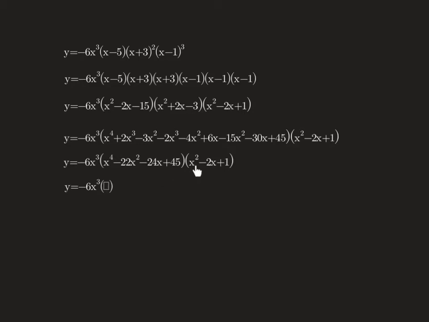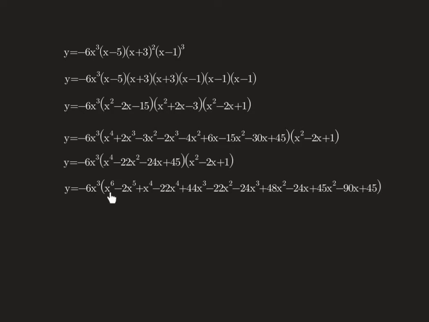X to the 4 times x squared is x to the 6. X to the 4 times negative 2x is minus 2x to the 5. Then you got plus x to the 4 minus 22x to the 4 plus 44x to the 3 minus 22x squared. Then you got minus 24x cubed plus 48x squared minus 24x plus 45x squared minus 90x plus 45.